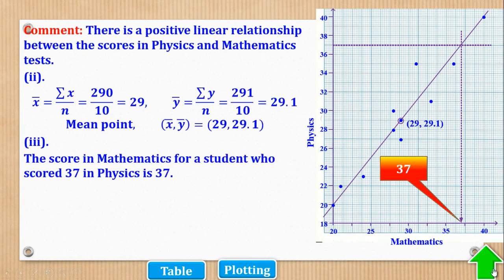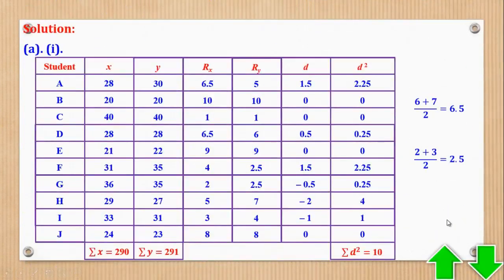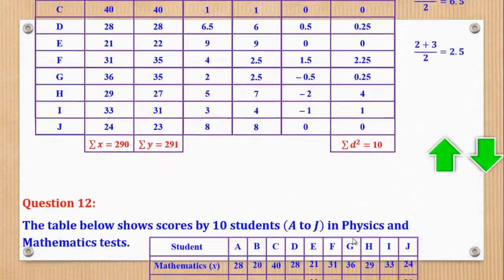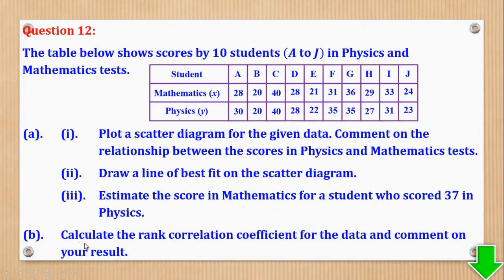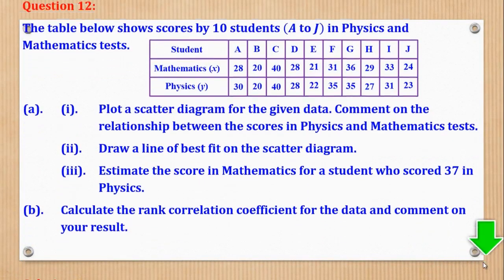So that was Roman 3. Now we shall go to part B. Part B says, calculate the rank correlation coefficient for the data and comment on your result.